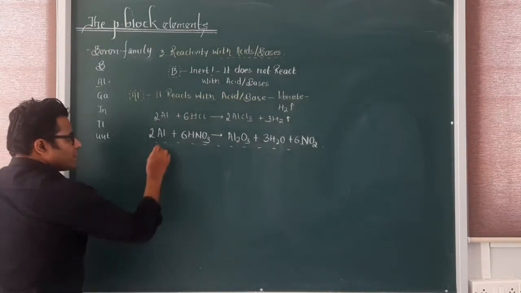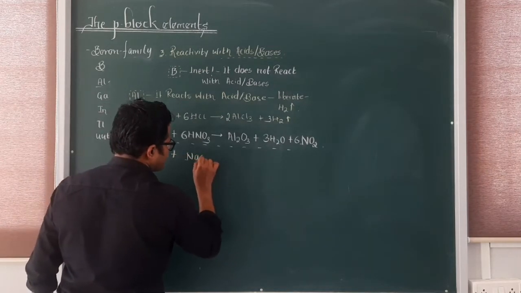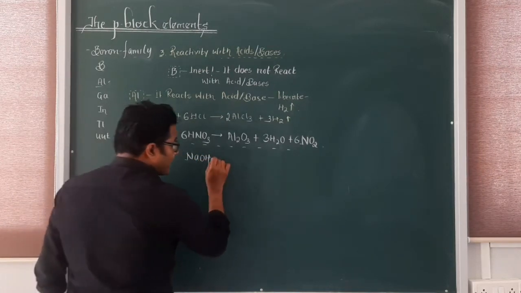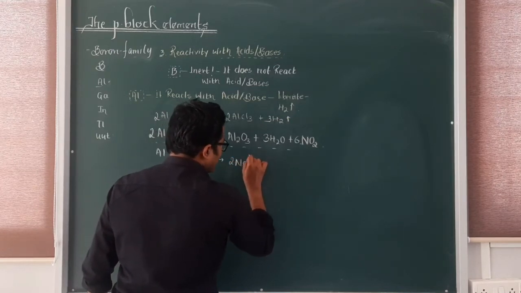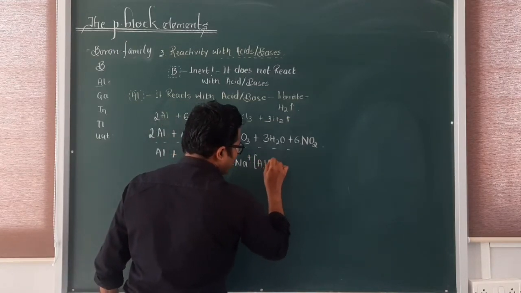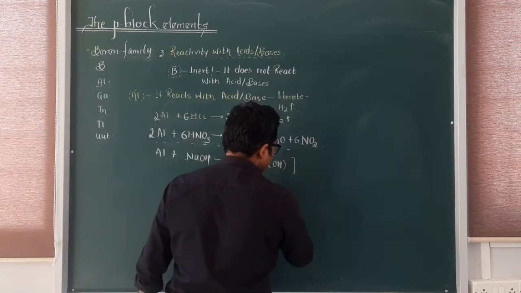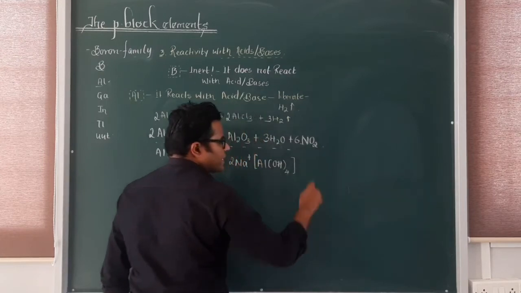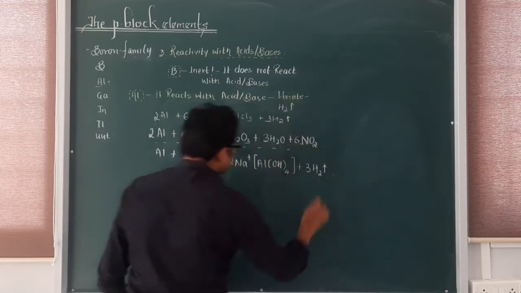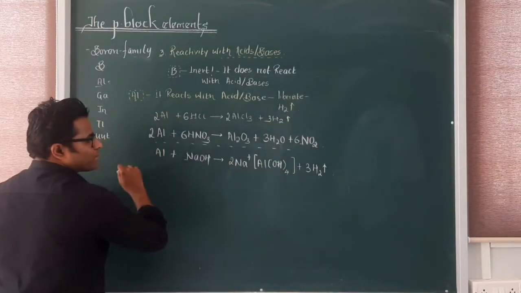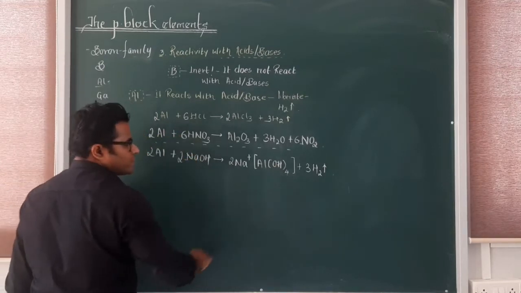We can also have the reaction of aluminium with sodium hydroxide. When it reacts with sodium hydroxide, it gives a particular complex, 2Na+ [Al(OH)4]-, and 3H2 is liberated. In order to balance this, let's take 2 and 2, alright.